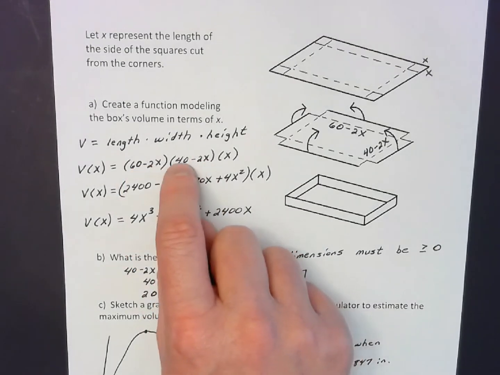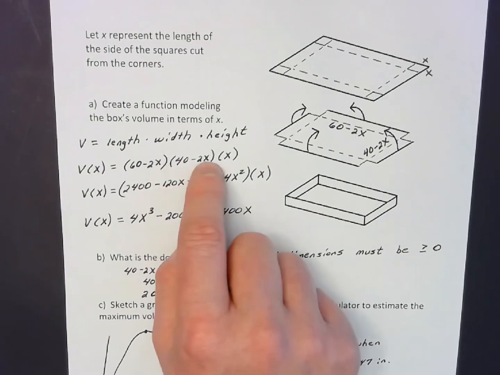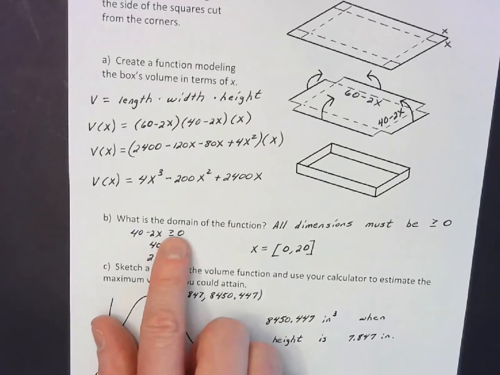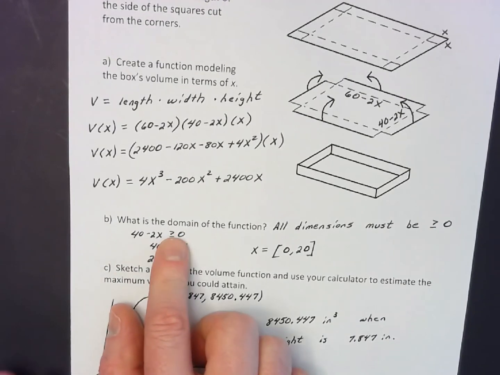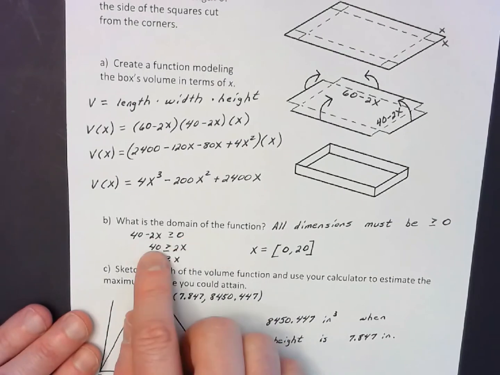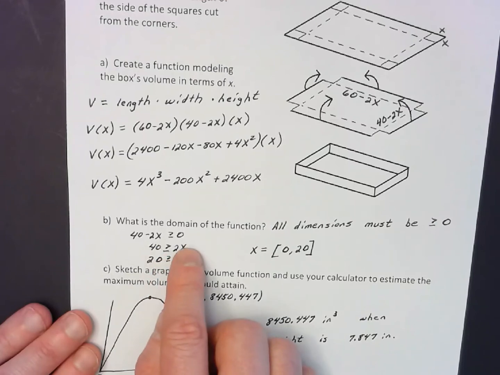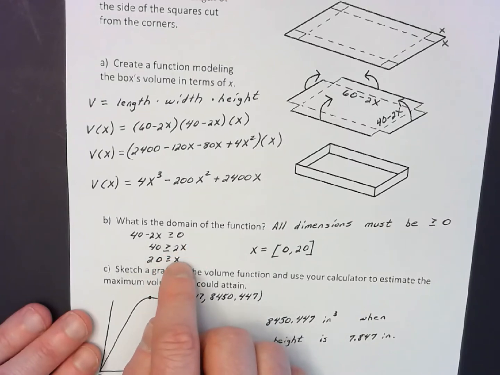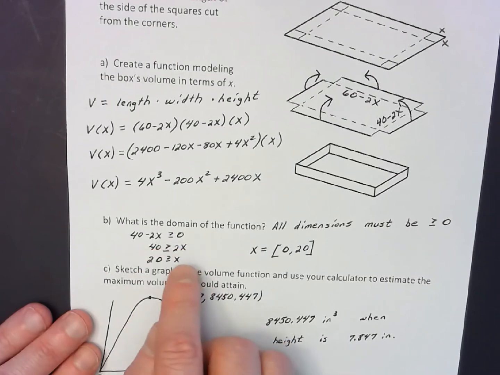And so you'd say, well, your most restrictive dimension is your width. So I said that width, 40 minus 2x, could never be a negative number, so it must be greater than or equal to 0. I added 2x to both sides. So that gave me 40 must be greater than or equal to 2x, which means x has to be less than or equal to 20. All I've done is divide by 2 on each side.